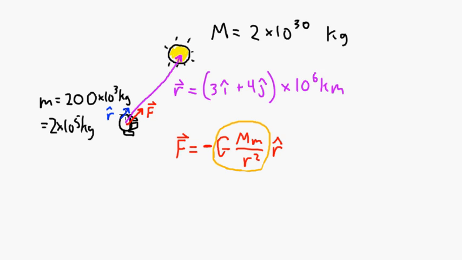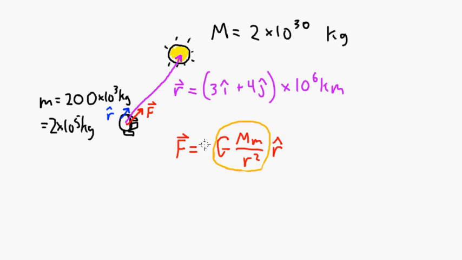So is it correct to say that the force is going to go in the negative r hat direction? No, it's not actually. It's going to go in the same direction as r hat. So in this case, we need to squeak out the negative and just keep the r hat.